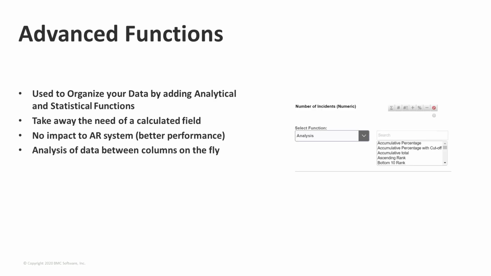Next, we will talk about the advanced functions, which are used to transform the result set by applying post processing calculations to the query results. These functions are database independent as they are performed at runtime. Basically these are the analytics, statistical and text type functions that are available, which takes away the need to have a calculated field in the report. Since it is a runtime calculation, it does not have any impact on your source AR server. This will also help you in analysis of your data between the different columns on the fly.